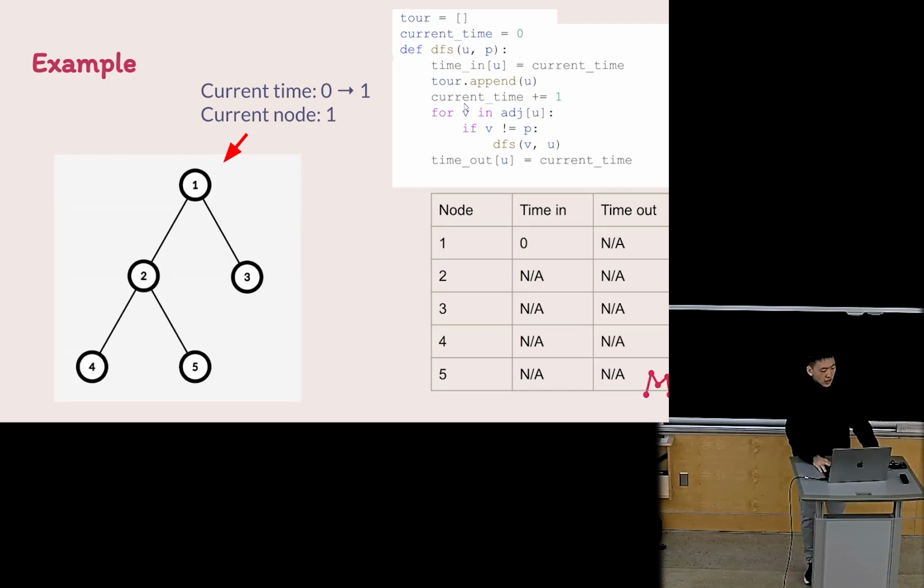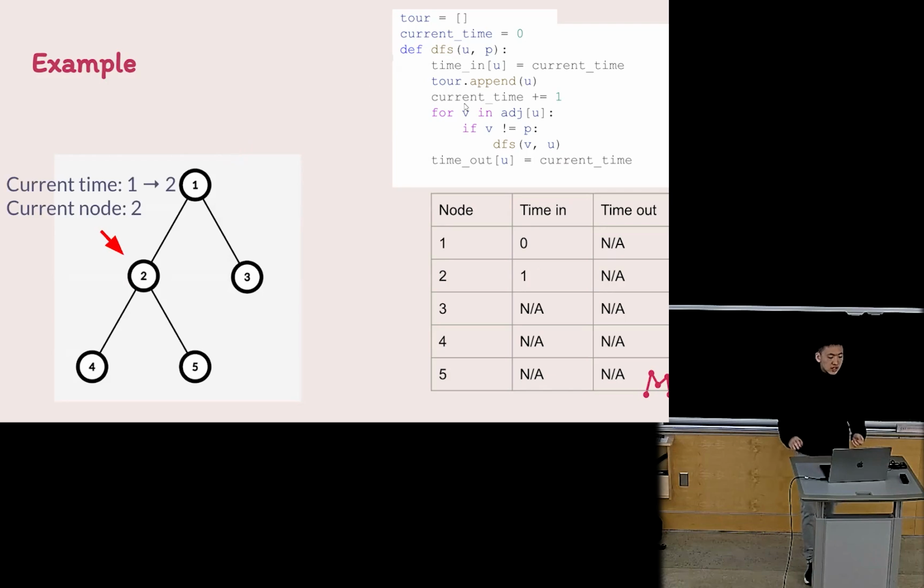And once we move to child 2, what we see is that our current time is now 1, and we're going to increment it to 2. And so as we clock into subtree 2, we note that for subtree 2, its time in is 1, and then we go to its children. So this time, let's go to 4.